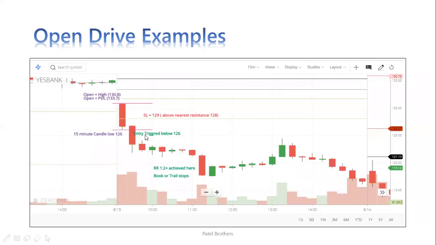Once this entry was given, from there it has gone down, and after a consolidation of 5 or 6 candles, our 1:2 plus has been achieved. If you are trailing your stop loss, what should it be? Your stop loss must be this candle's high, which should have been taken here if you are in the trade. That's why I keep booking at a particular risk and reward. Either at 1:1.5 or 1:2, I'll be booking the profit.